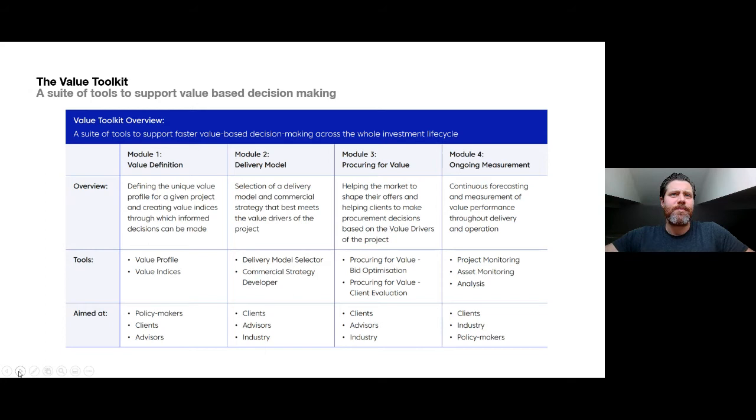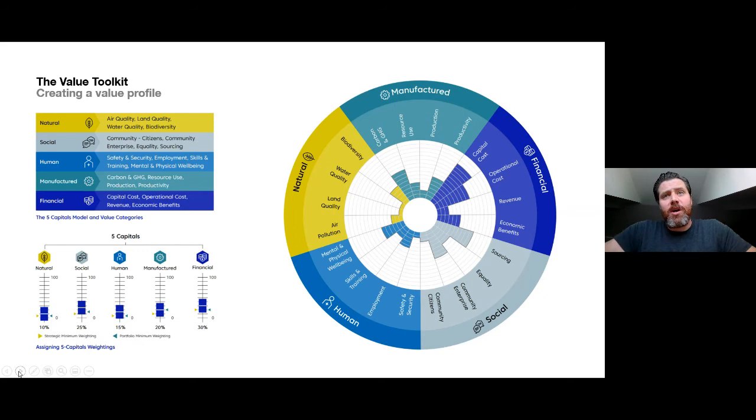So what does it look like? What is this value toolkit that I'm talking about? Well, it's all built around a five capitals model. We've got natural capital, social capital, human capital, manufactured and financial. And arguably today, you could say that within the human capital, physical and mental well-being as one small area captures that building safety element. But as you can see from this diagram, that is one metric within about 25 other metrics that are being put forth to identify whether a project is successfully delivering the value that it set out to achieve at the beginning of the process.